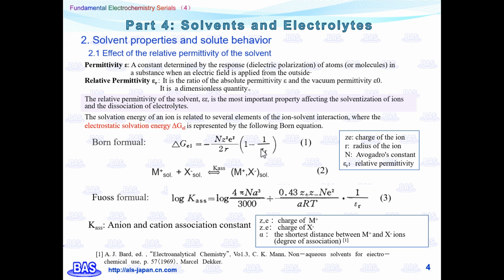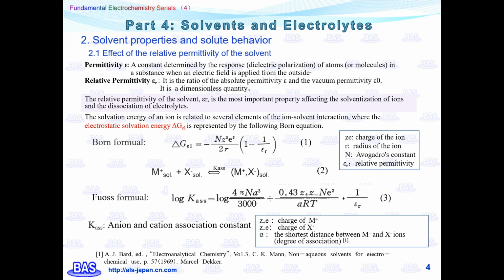However, the decrease in the absolute value of delta G_el is relatively gentle in the range of epsilon r above 20, but shows a sharp decrease in the range of epsilon r below 10. Since the electrostatic solvation energy delta G_el accounts for most of the total solvation energy of ions, solvents with small relative permittivities generally have a weaker solvent effect on ions due to the smaller absolute value of the electrostatic solvation energy delta G_el.